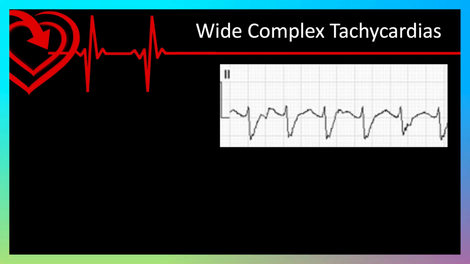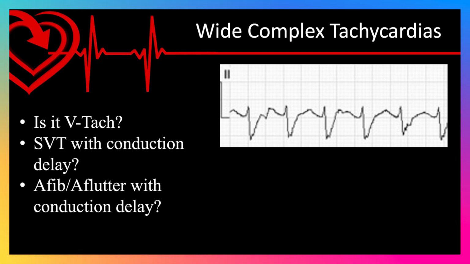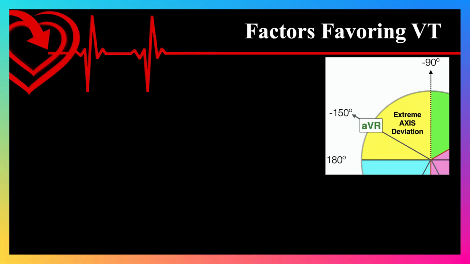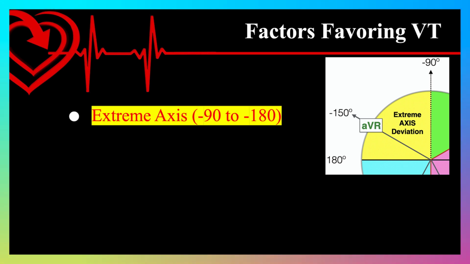So, wide complex tachycardia. As I mentioned before, we can sometimes struggle to identify if it's VTach or SVT with a conduction delay. Is it atrial fib or atrial flutter with a conduction delay? There are some clues we can look at to quickly decide if we think this is ventricular tachycardia or something else. The things that favor VTach: I already mentioned extreme axis deviation. If most of the electricity is going towards the patient's right shoulder, it's probably coming from the ventricles. If the QRS is greater than 0.14, we define a wide QRS as anything over 0.12, but 0.14 is really wide, and more likely coming from the ventricle.